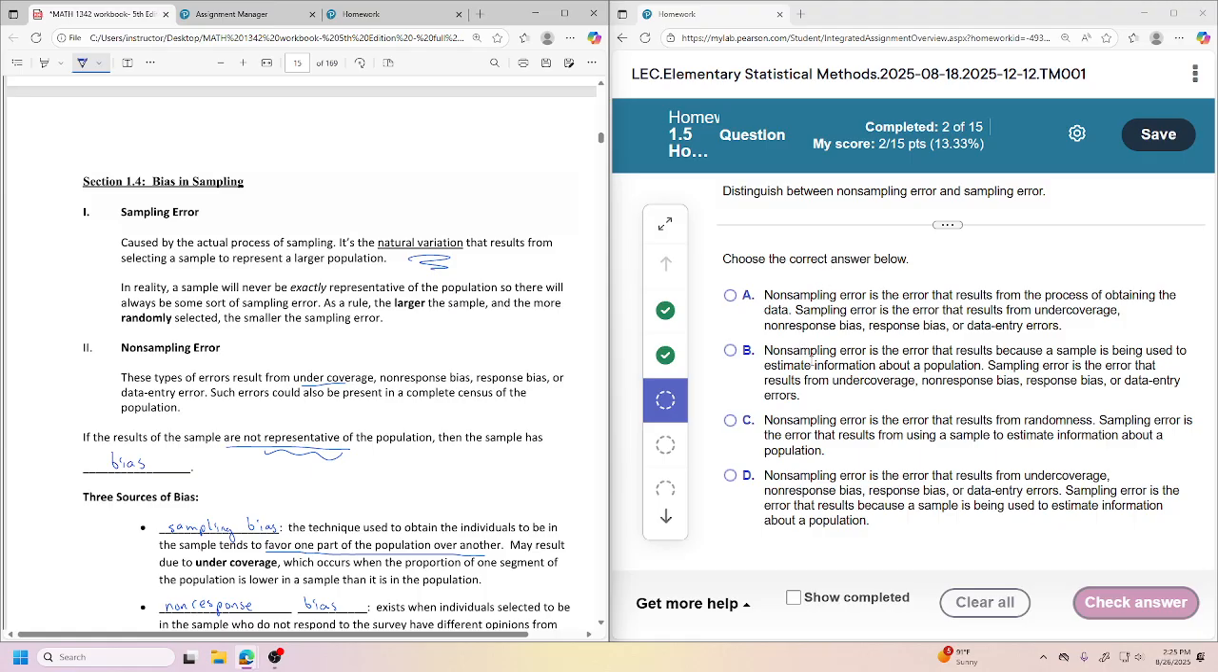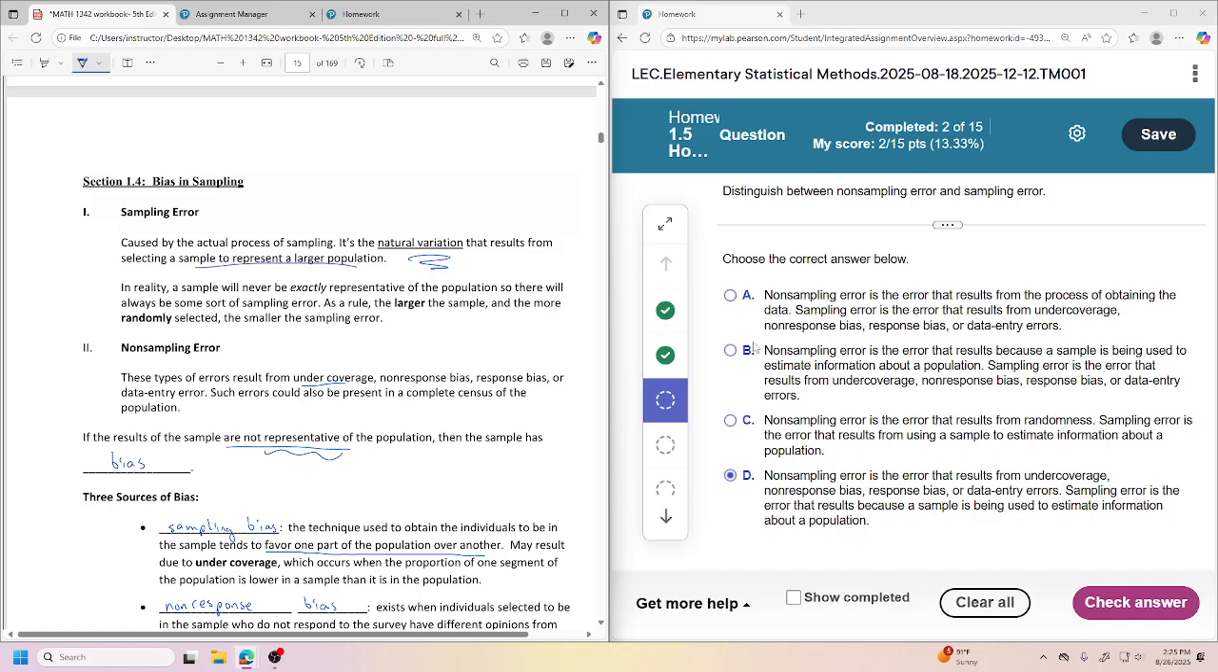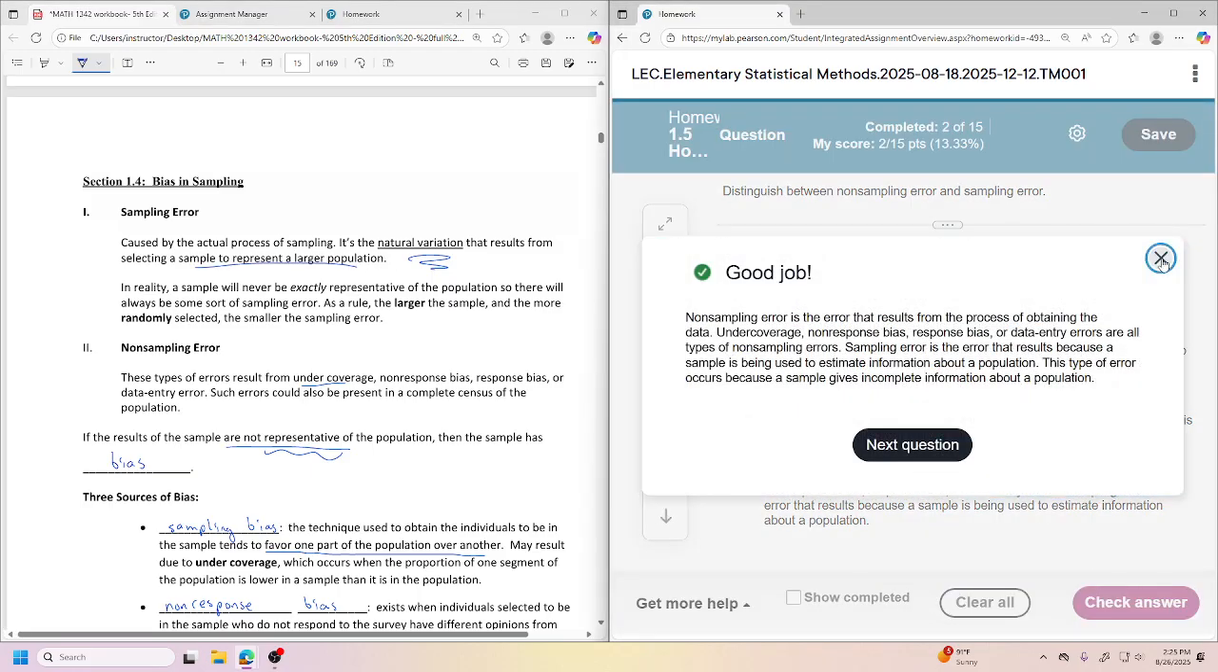We have natural variation somewhere. D. So non-sampling error is all those things we just talked about. Sampling error results from a sample being used to estimate a population. Something like that. Let's check it. Yep, there you go. Cool.